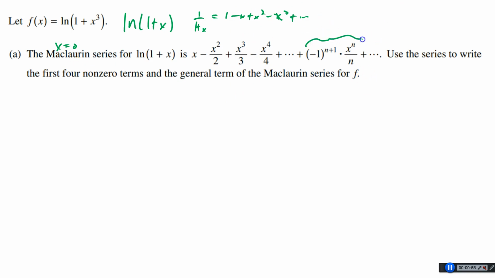They also give us the general term. You'll notice AP does this a lot. They don't usually give sigma. They just kind of give the general term at some point. So they want us to use this series to write the first four non-zero terms and the general term from the Maclaurin series for f.